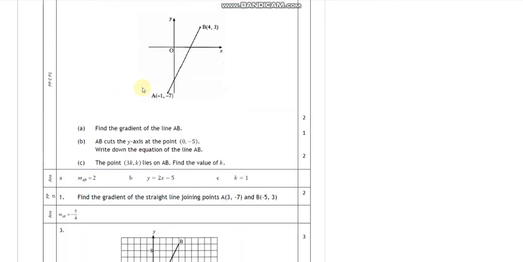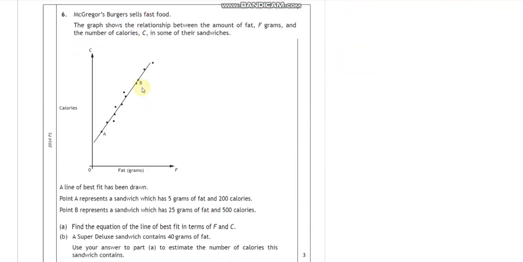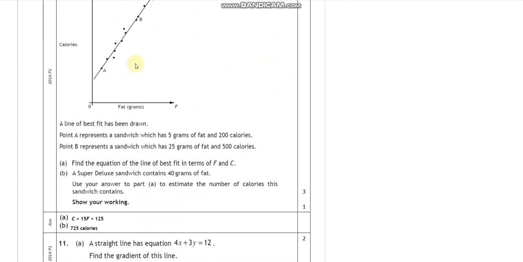This is the exact same. Oh, it's going to the bottom now. This is the exact same kind of question here. We don't need to know anything of what's going on. All I need to do is look for my two coordinates. So I know that A there is 5 and 200. I know that B is 25, 500.